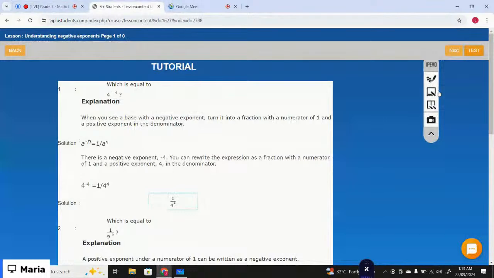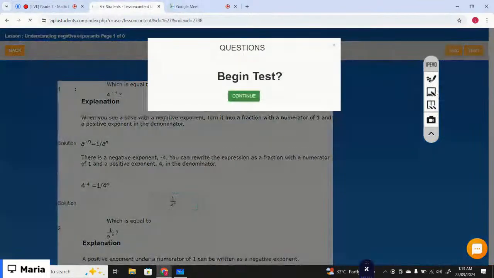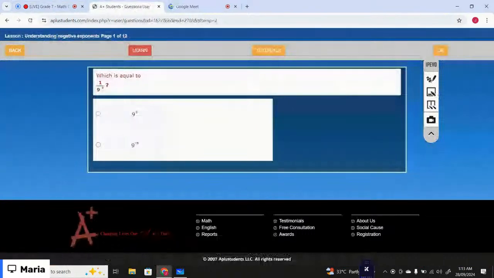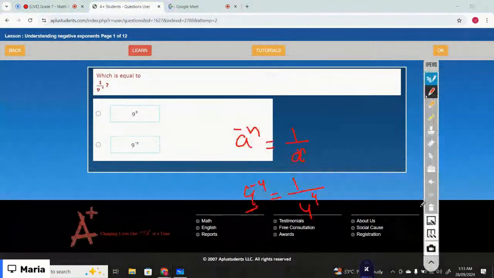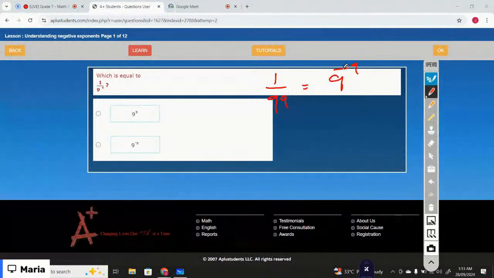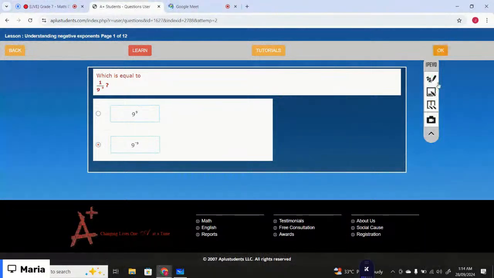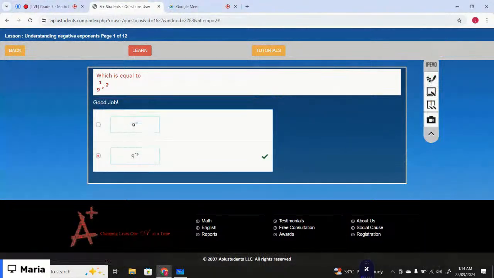Okay, let's just start with the test questions. That is 1 divided by 9 exponent 9, which is equal to, now you need to write 1 by 9 exponent 9, right? That means it would be 9 exponent negative 9. So option number 2 is the correct option. That is 9 exponent negative 9. Option number 2 is the correct option.